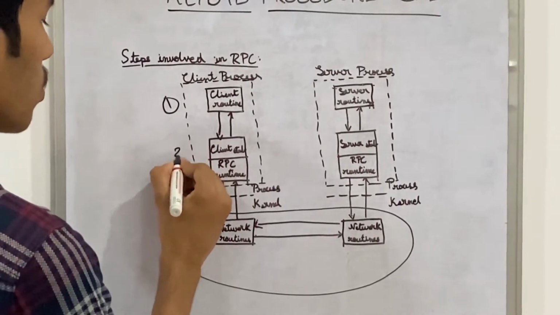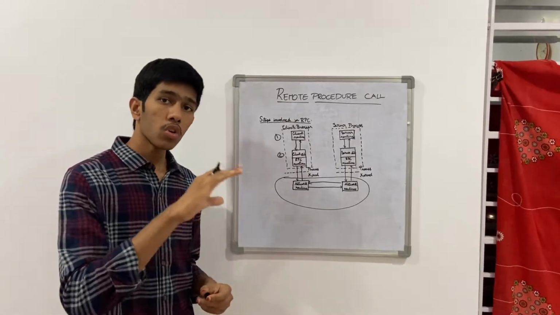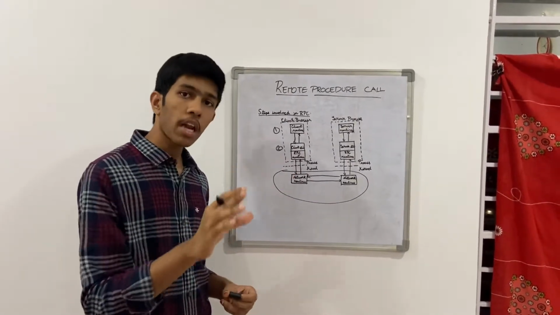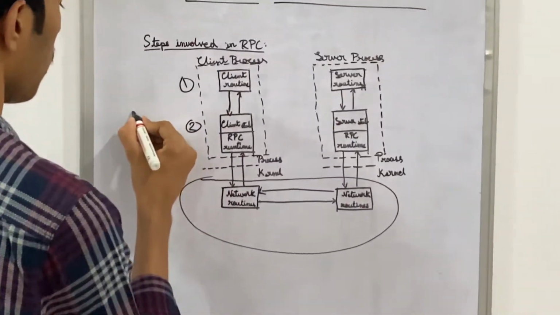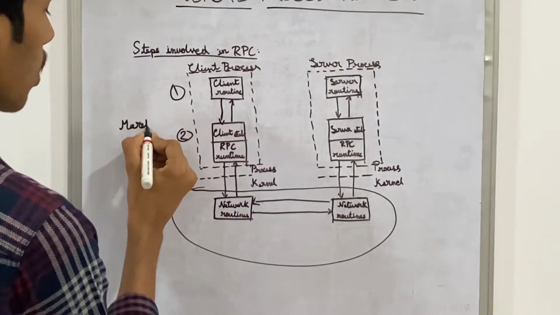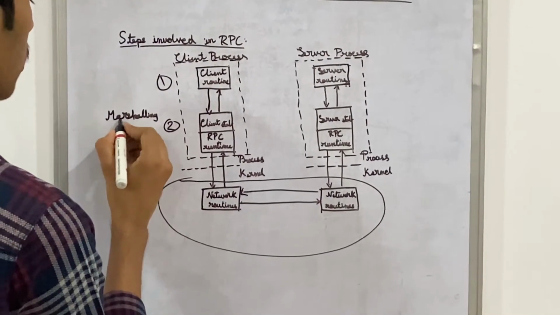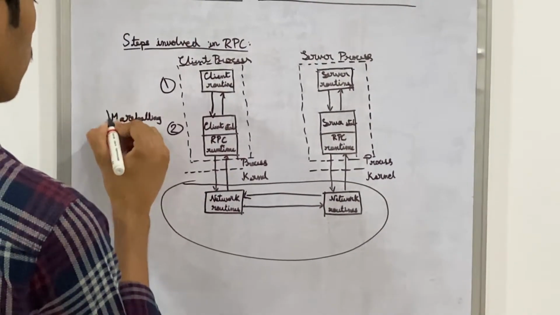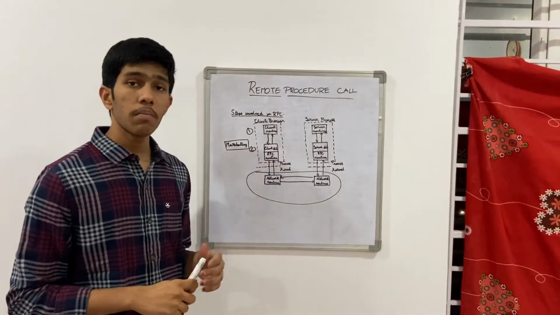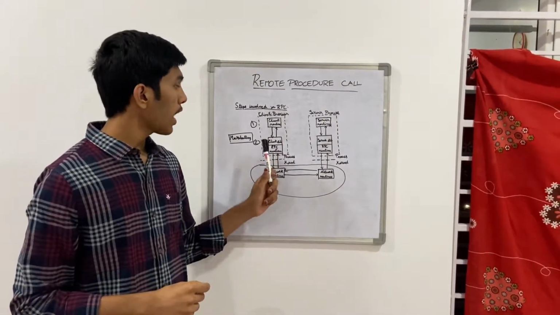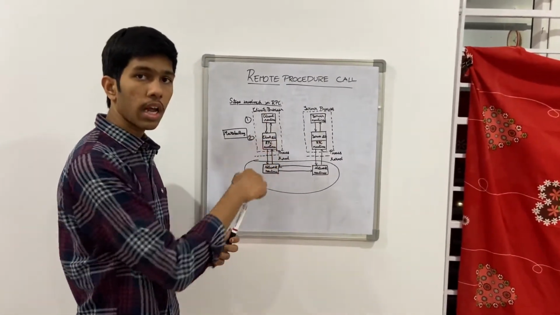In step 2, the client stub converts the procedure call to parameters and packs the parameters into a message packet. This is called marshalling. Marshalling is the process of converting the parameters into a message packet. After that, the message packet is sent to the client OS, which resides local to the client system.